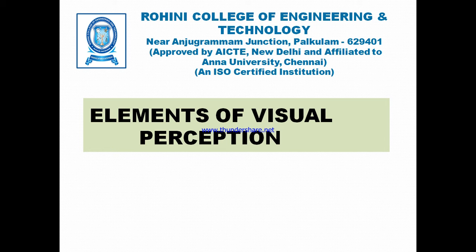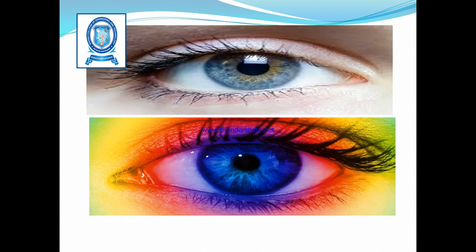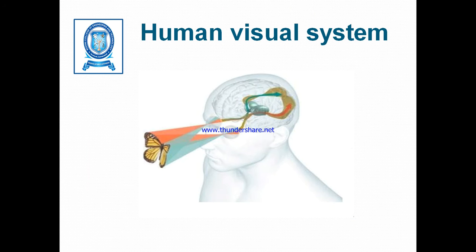So in this chapter we are going to see all the elements of visual perception and how visual perception takes place within the human eye. So we are considering the human eye as an element of perception.